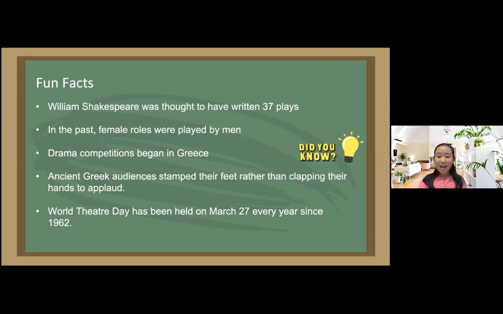Drama competitions began in Greece. A long time ago, there were drama competitions in Greece, and people there would compete and see who was best at acting and best at performing. Also, ancient Greek audiences stamped their feet rather than clapping their hands to applaud. Nowadays, we clap our hands to applaud and to show respect for someone who is performing. Ancient Greeks stamped their feet to show their respect and to applaud the performers.